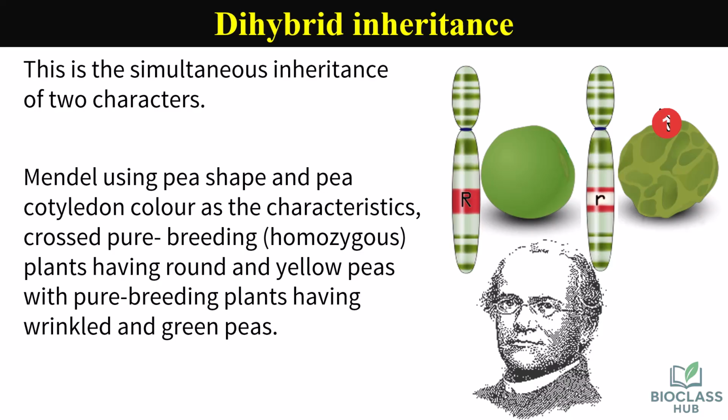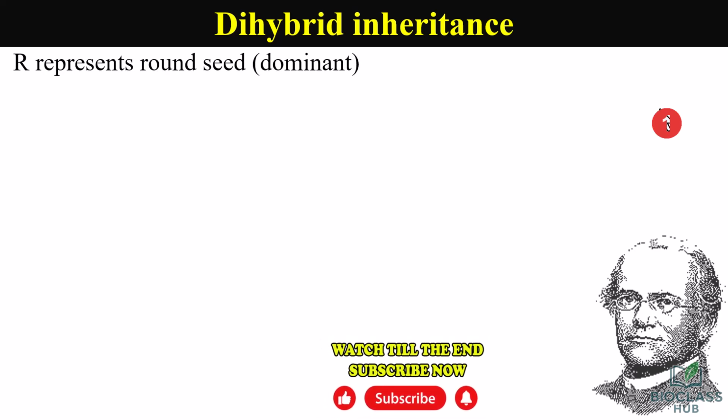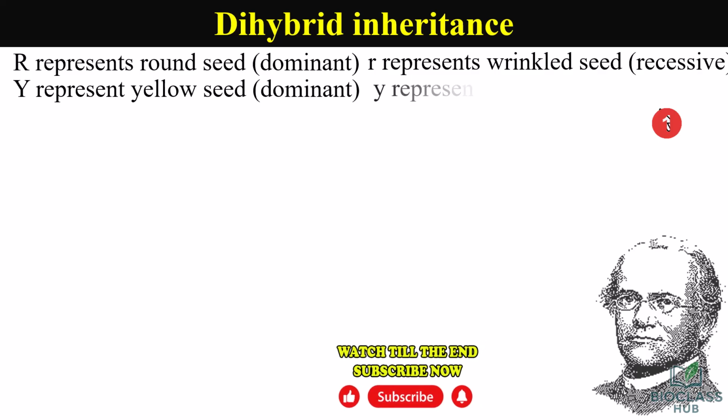Let us carry out a cross using two characters. Let capital R represent the allele for round seed. Let small r represent wrinkled seed. Let capital Y represent the yellow seed. Let small y represent green seed.